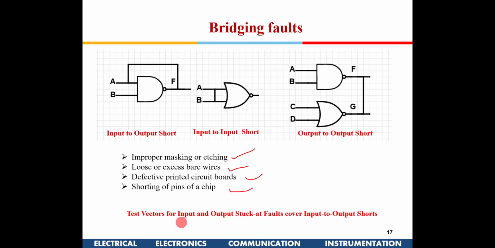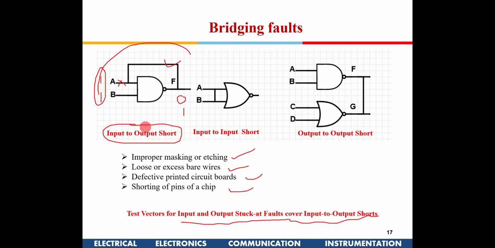Now it says the test vectors for input to output stuck-at faults cover input to short outputs. That means this stuck-at fault can be detected. For example, if I have to check A stuck at 0, what is the test vector I will give? I'll give 1 1. If I give 1 1, I have to get an output as 0. But if there is a connection like this, I will get 1. So those test vectors which we are using for stuck-at faults will detect these kinds of faults also. So you don't have to go for additional testing for this first set, the input to output shorts. The same test vectors for stuck-at faults at these nets will identify these faults also. So no additional testing is required.